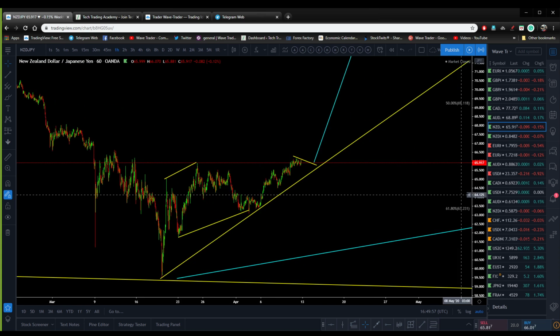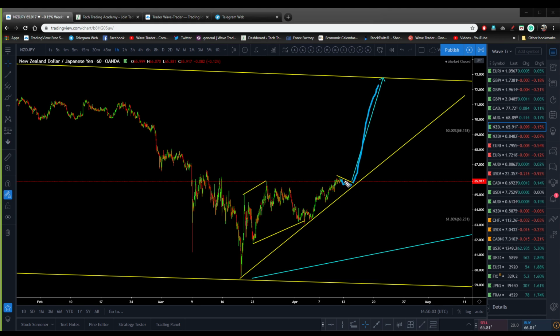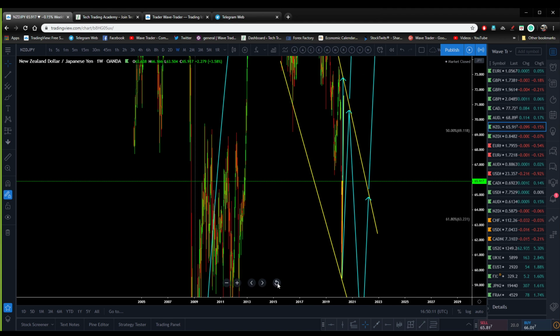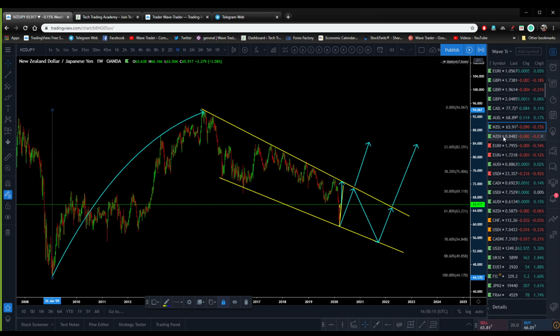Okay, same analysis on the New Zealand dollar and yen. Correct and breakout and continue to go higher. Sharp breakdown, correcting, one more drop and then reverse again from the previous low. So you're looking for continuation to the upside for next week. Again, trade with care. Okay, so that's the bigger time frame chart.